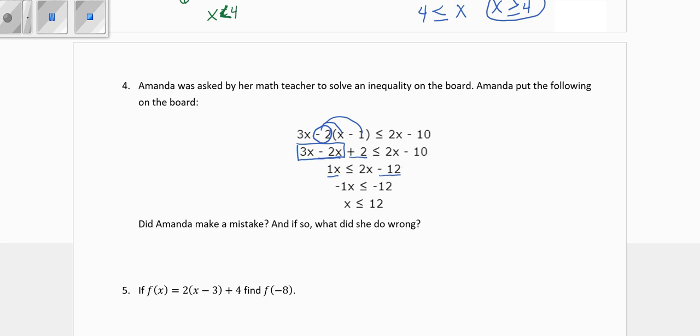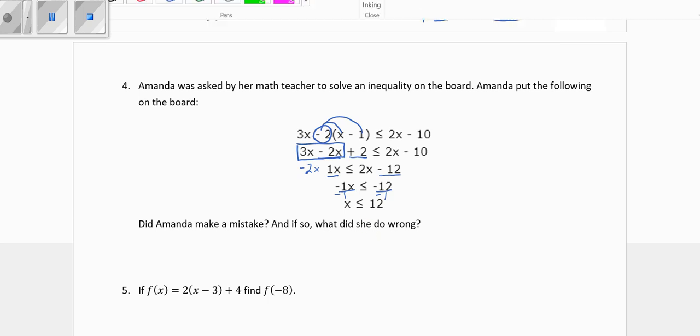The next step it looks like she did is she took away 2x. When she took away 2x from both sides, so 1x minus 2x, she ended up with negative 1x is less than or equal to negative 12. And then it looks like the last step she took is divided by negative 1, which gave her a positive 12, and x is less than or equal to 12.